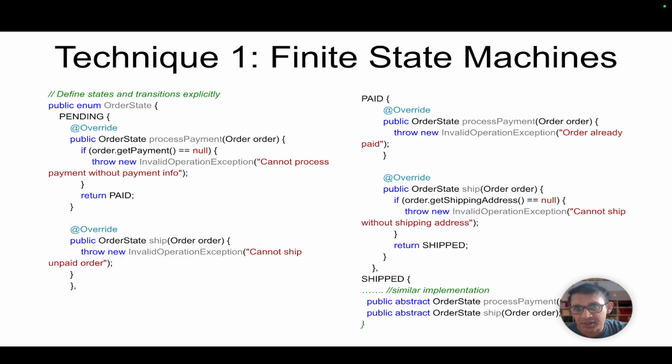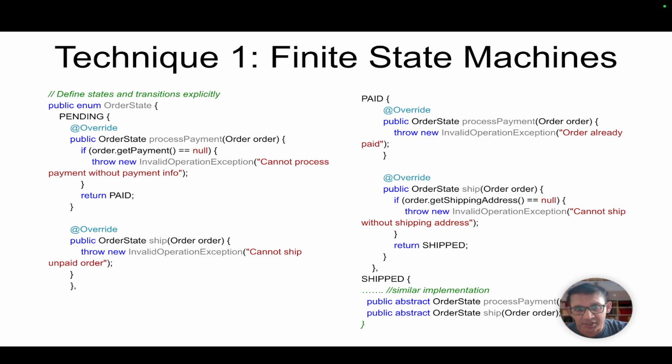We create an order state enum where each state knows its transition rules. The pending state's process payment method checks if payment information exists. If not, it throws an exception. If payment exists, it returns paid state. Its ship method always throws an exception because you can't ship unpaid orders.